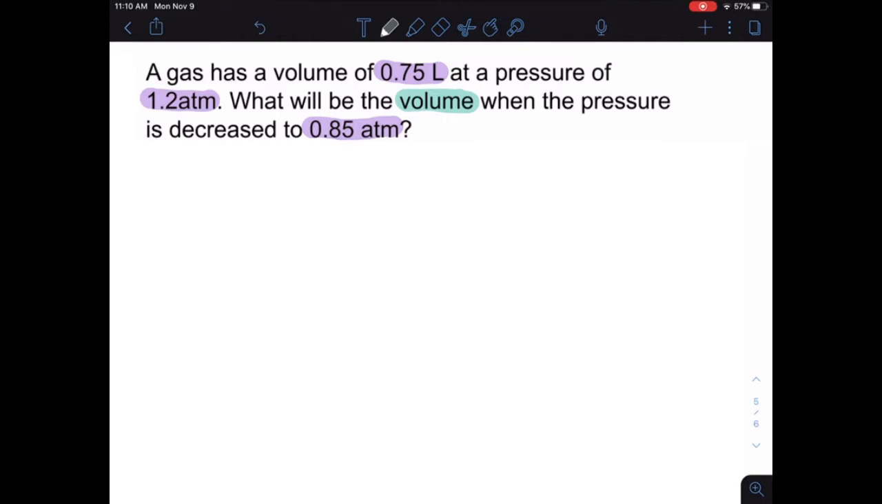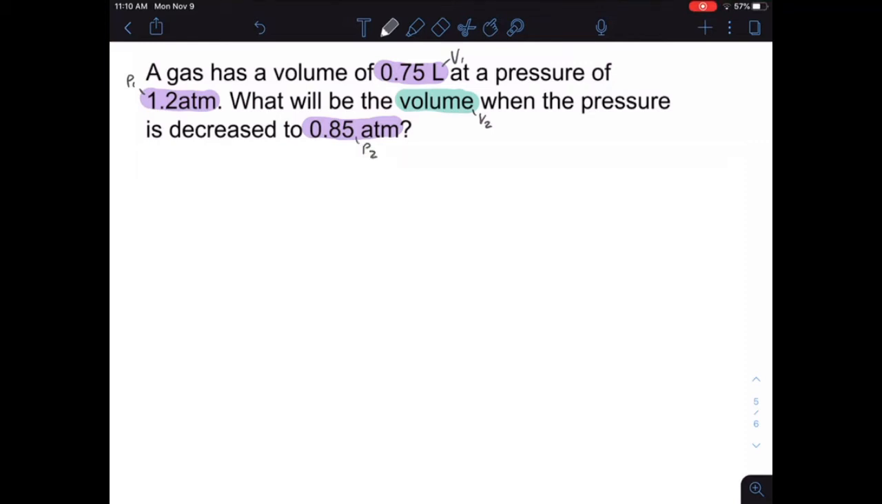So let's think about what information we have. We have a gas with a volume and a pressure, so we have a starting point. Our starting points are always going to be our 1 values. So this is going to be our V1, and this is going to be our P1. And then the volume that we're trying to find is going to be the volume after a change has occurred. So that's going to be our V2, and the second pressure we have is going to be our P2.